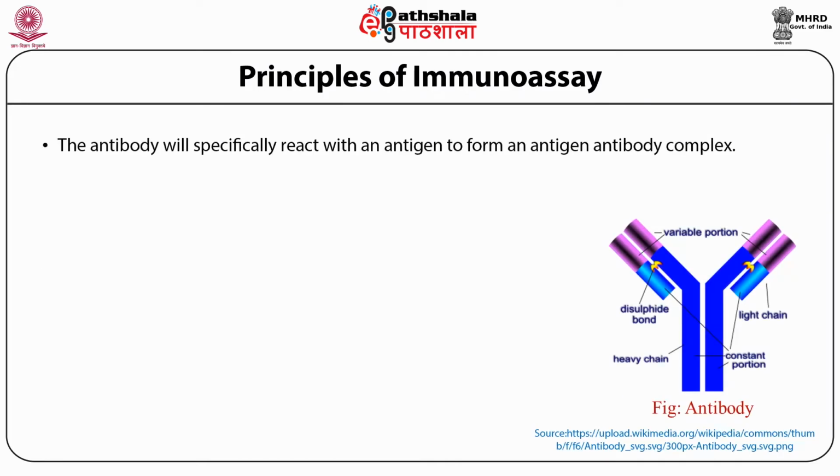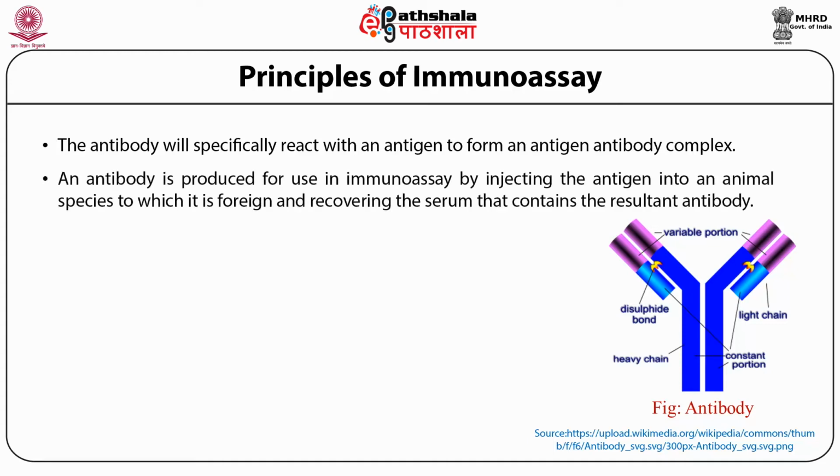The antibody will specifically react with the antigen to form an antigen-antibody complex. It is produced in the organism where it will remain present for some time, only after the organism has had at least one exposure to the intruder, through vaccination, either spontaneous or artificial. An antibody is produced for use in immunoassay by injecting the antigen into an animal species to which it is foreign and recovering the serum that contains the resultant antibody, that is antiserum.